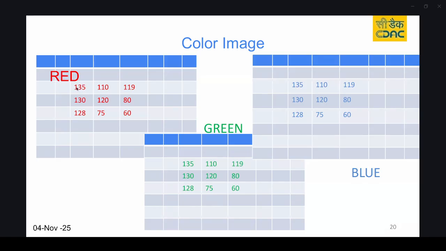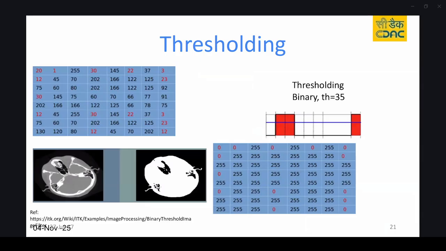So the red matrix will have values varying between 0 to 255. The green matrix will also have values varying between 0 to 255, and the blue matrix will have all the values varying between 0 to 255. When you combine these three matrices, you get different colors in your image. So for a color image, we require three matrices to represent that image, whereas a black and white image needs only one matrix.